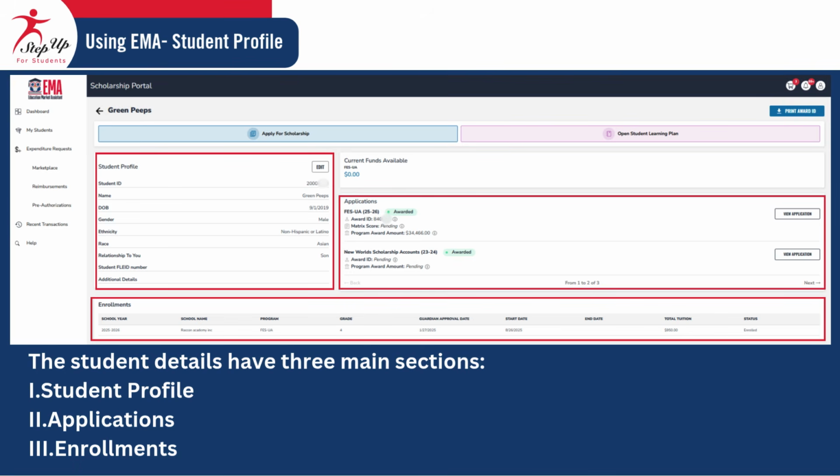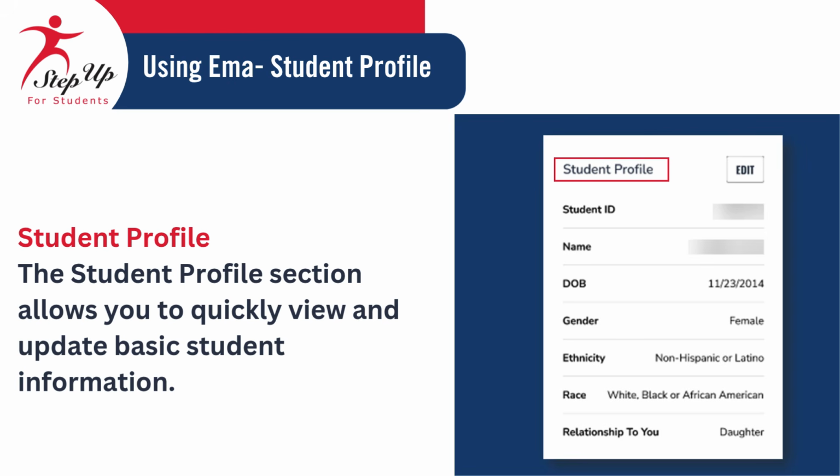When you open a student's details, the information is now organized into 3 sections: student profile, applications, and enrollments. This layout makes it easier for families to understand where to look depending on what information they need. We will take a quick look at each of these sections next. The student profile section allows families to quickly view and update basic student information. This may include details such as the student's name, date of birth, gender, and relationship to the guardian. It is always a good idea to review this information and make sure it is correct and up to date.